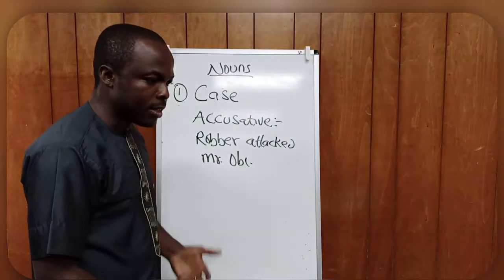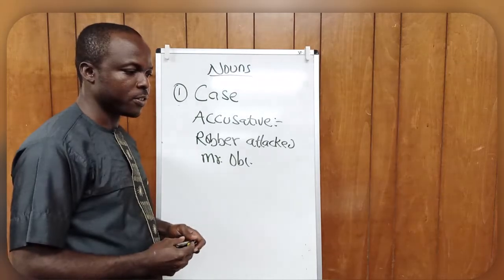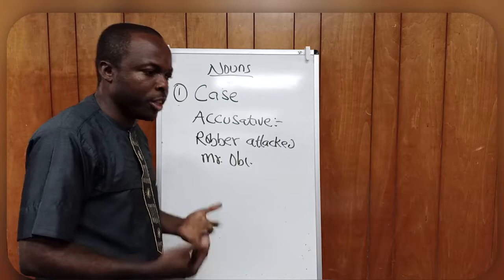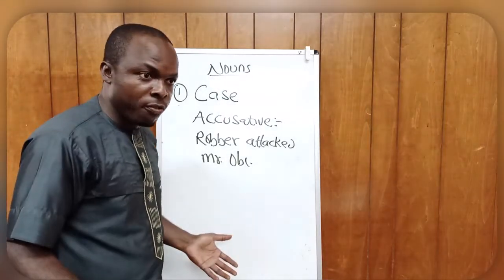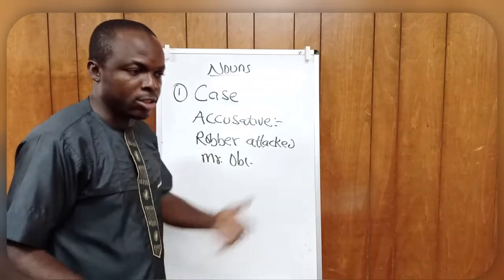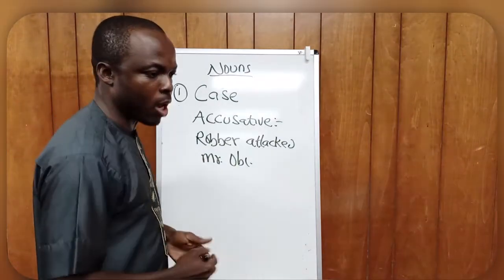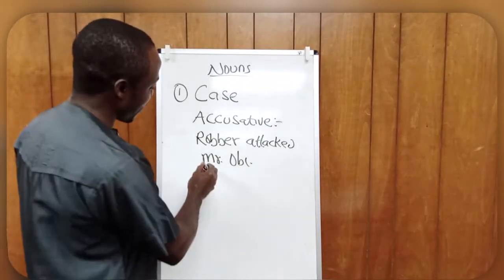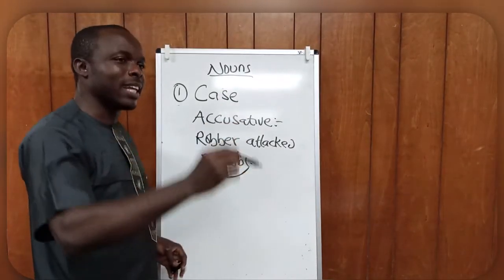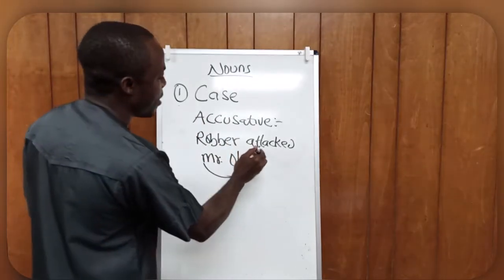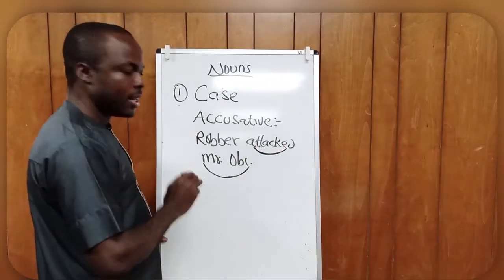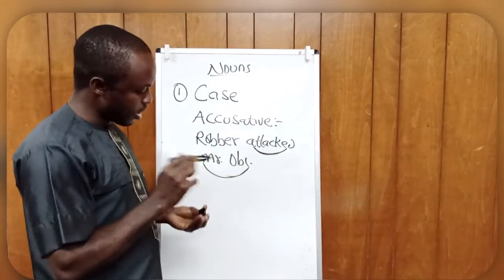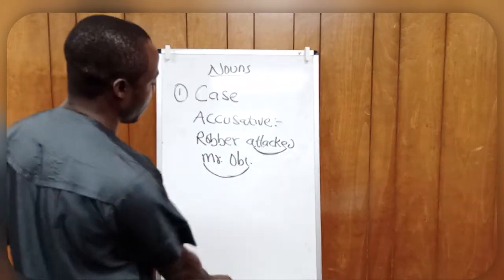Remember, this Mr. Obi gave a speech, and he was addressed that he was very rich. I don't know if it's because the robbers heard that somebody addressed him as being rich that made them attack him. Therefore, the person that was attacked, Mr. Obi, becomes the direct object of the verb, the direct recipient of the action of the sentence. So that is the work of the accusative case.